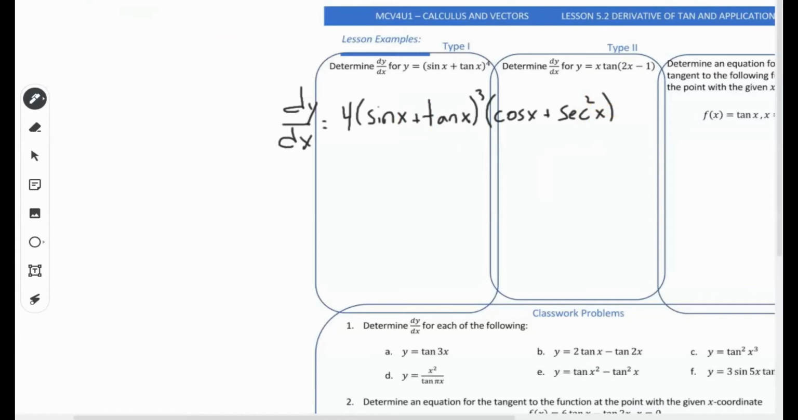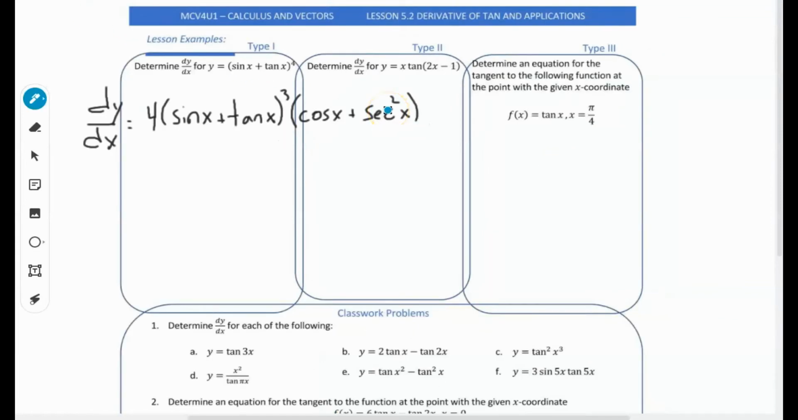We did it. So our second problem wants us to find the derivative of this function, x times the tan of 2x minus 1. Well, that's one function times another, so we're going to use the product rule for this one. So dy by dx equals, let's start by taking the derivative of x, which is just 1, and then we multiply it by our second function there, tan of 2x minus 1. And then we're going to add that first function x times the derivative of this second function.